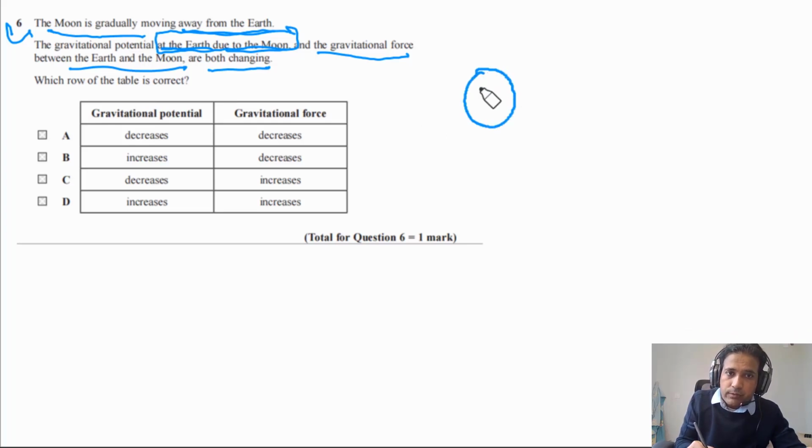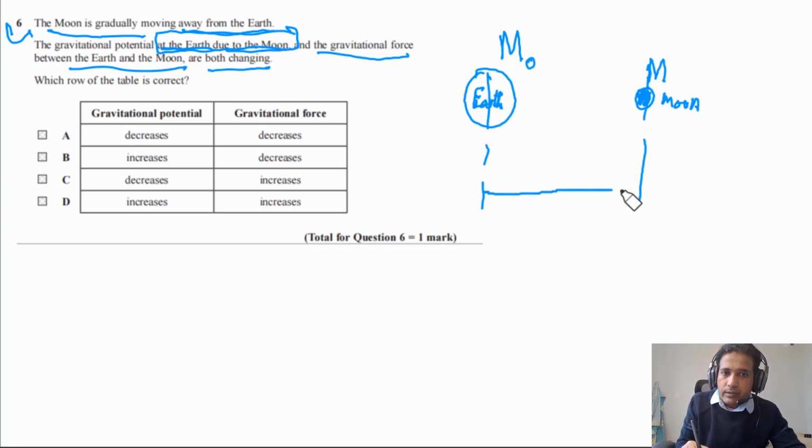First of all we can imagine this is our beautiful planet. So this is earth, and let's say the mass of this one is M naught, and this is our tiny and beautiful moon. Let's say the mass of this one is capital M. And let's say the distance from center to center is r. So how does the potential at the surface of our planet change when the moon is moving away?